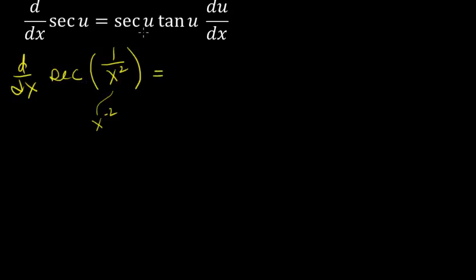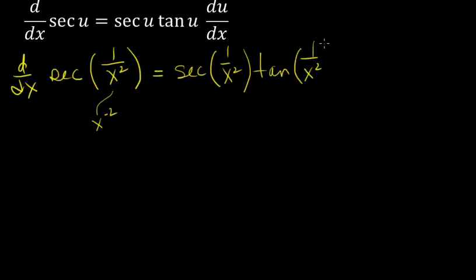The derivative of secant is secant tan. So that's going to be secant 1 over x squared tan 1 over x squared. u is 1 over x squared. And now we multiply that by the derivative of 1 over x squared, which is minus 2 x to the minus 3. So it will be minus 1 over x cubed. And that's our derivative.